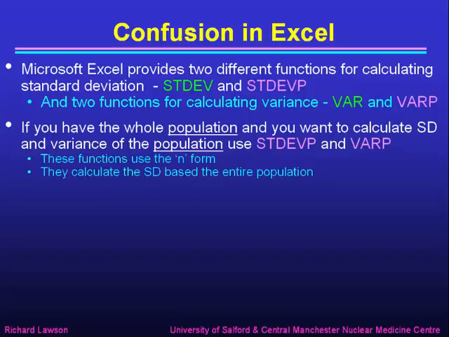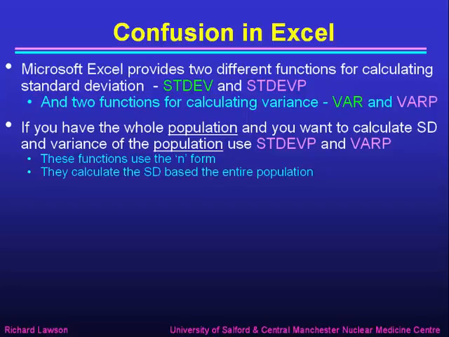So you really want to be clear which of these to use. Well, it depends what you're doing. If you've got the whole population available and you want to calculate the standard deviation and variance of the whole population, then use STDEVP and VARP, the ones with the P at the end, as you might expect for population, calculating the population parameters. Those functions use the n form with an n in the denominator, and they calculate the standard deviation of the entire population, assuming that you give them the entire population.